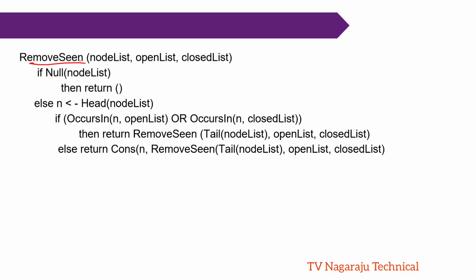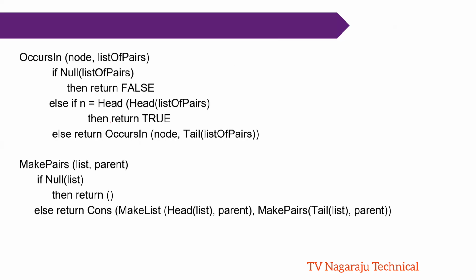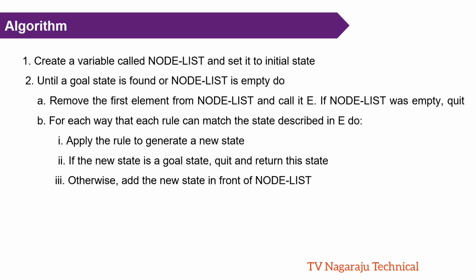Now these are the supporting algorithms. Here in remove seen, what happened? It removes the nodes that are already present in the open and closed lists to avoid revisiting already explored nodes. Now, occurs seen. What is the meaning of occurs seen? Check if a node exists in the list of node pairs, whether it exists or not, for checking purposes. Now, make pair. What is make pair? To make the relationship between the children and parent. Why? For path tracking. These are the supporting algorithms. In simple terms, what happened?